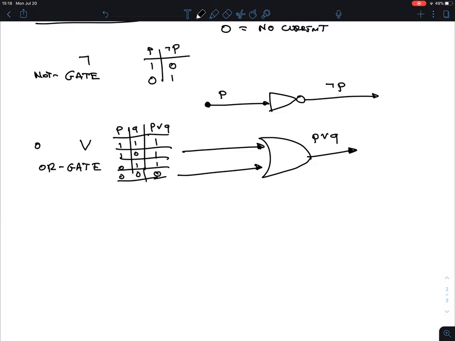And then we have the AND gate. So sorry, this is P and this is Q, right? So we have again two incoming.